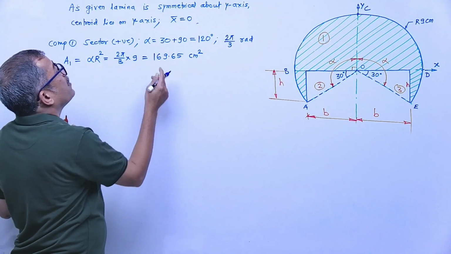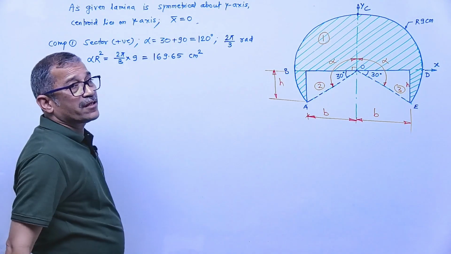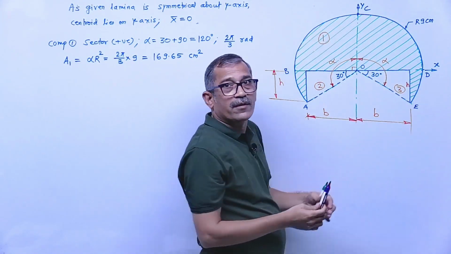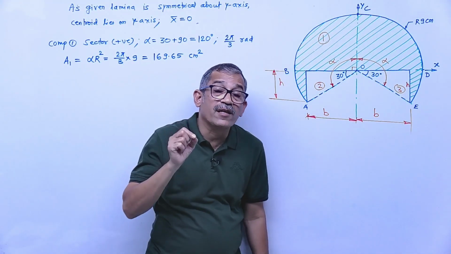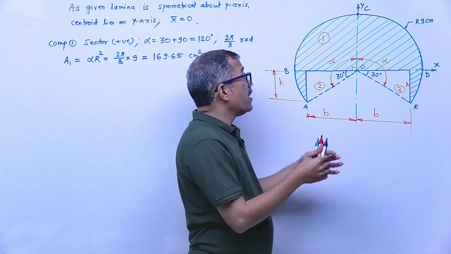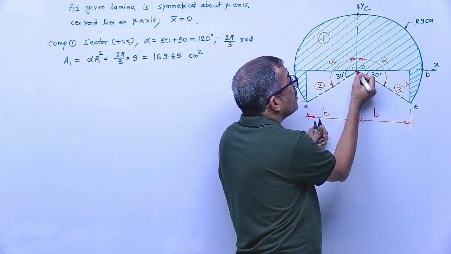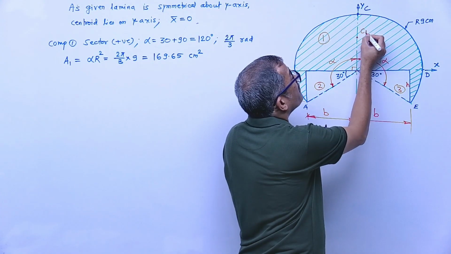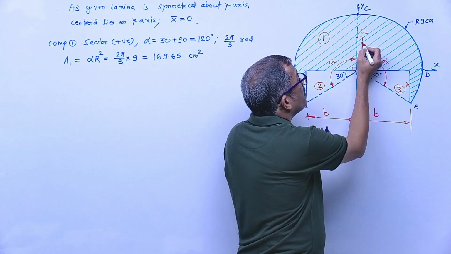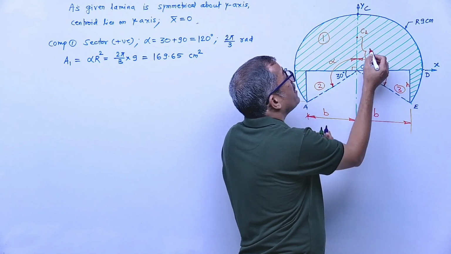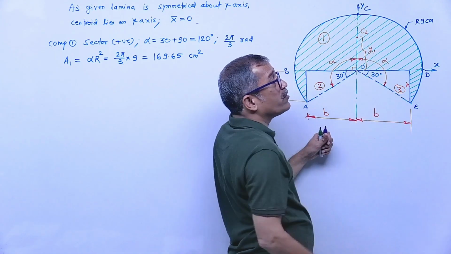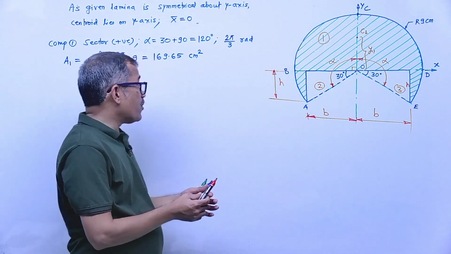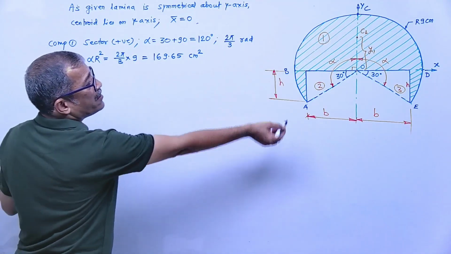169.65. Now x bar is 0, so we are interested only in y. The centroid of a sector always lies where? On its axis of symmetry. And from this corner point O along the axis of symmetry, if we represent this as C1, this distance is given by the standard formula, equal to 2 by 3 r sin alpha upon alpha, and it is the distance from the x axis.